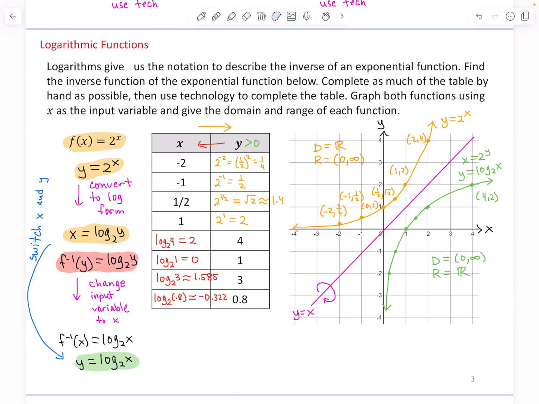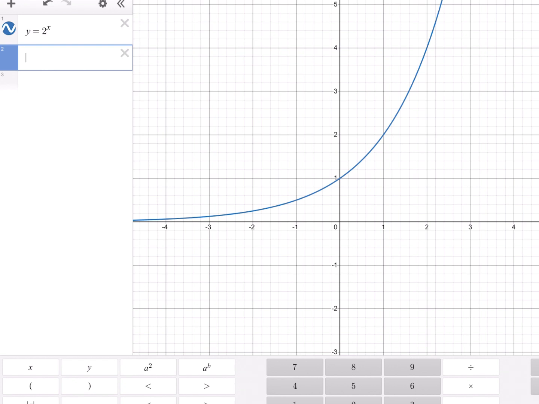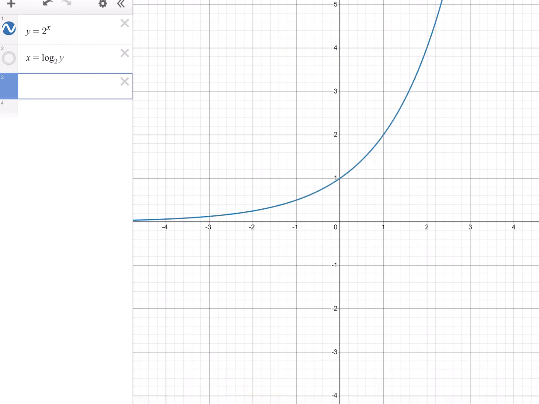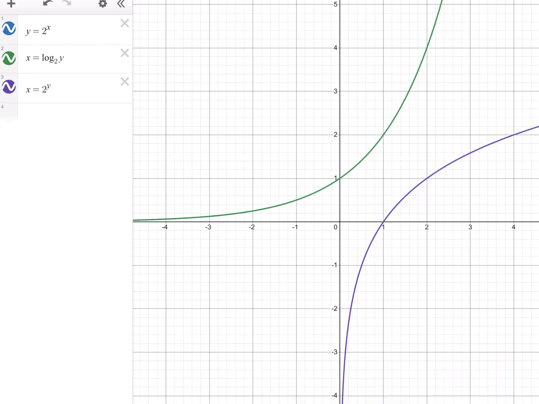Let's confirm this with technology. Here's a graph of y equals 2 to the x. If I do nothing more than simply put this in log form, it would read x equals log base 2 of y, which is the same graph as the blue graph. But if I now switch the x and y coordinates, so x equals 2 raised to the y, we get this purple graph. And the purple and green graphs are symmetric about the line y equals x.